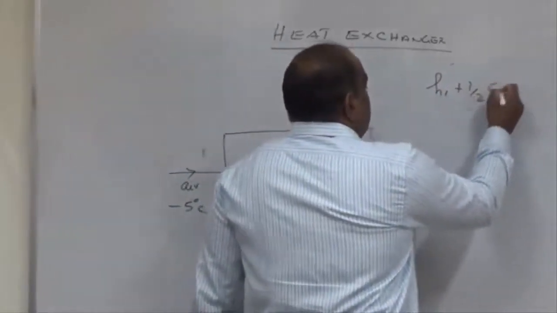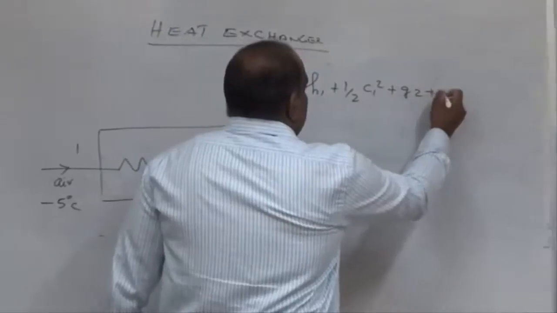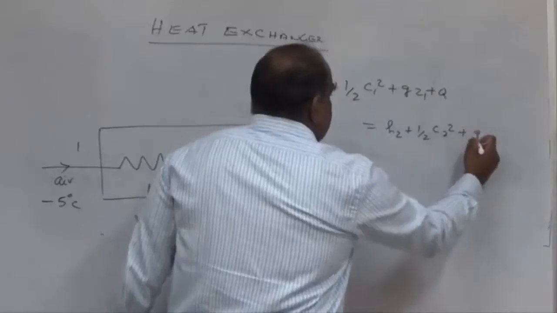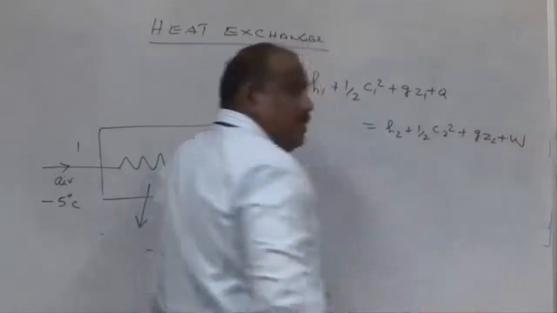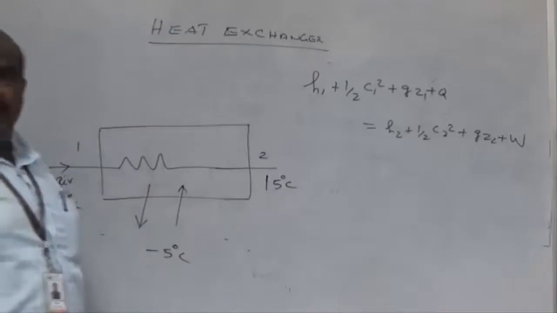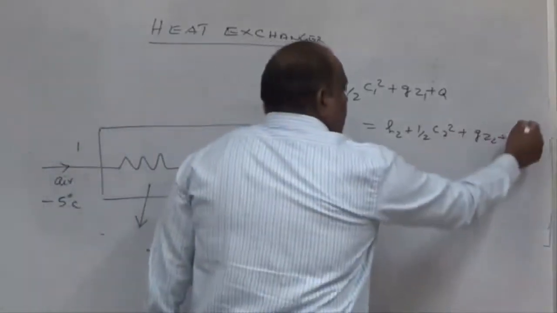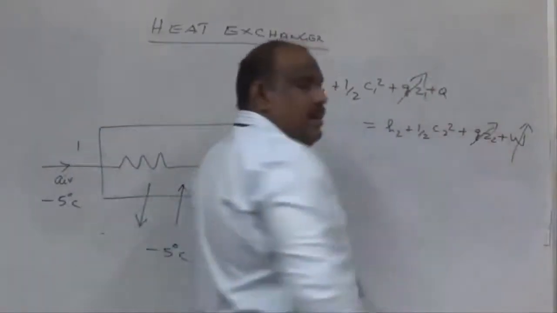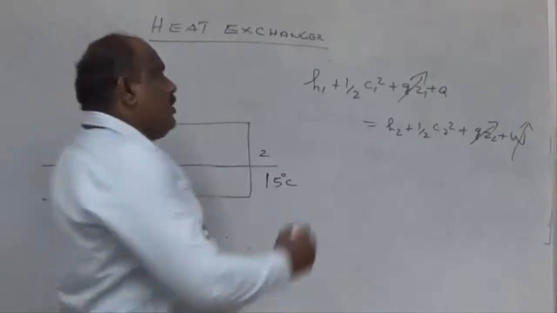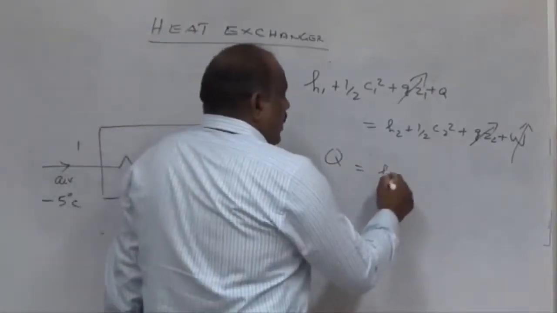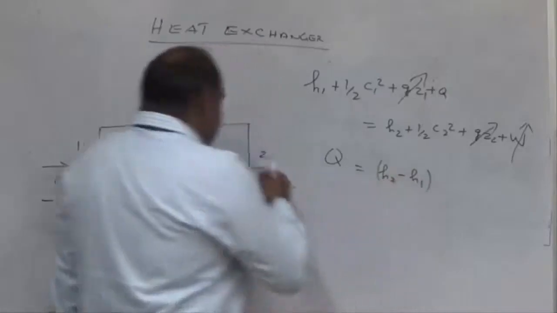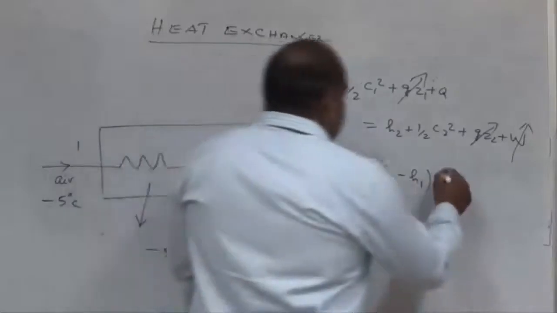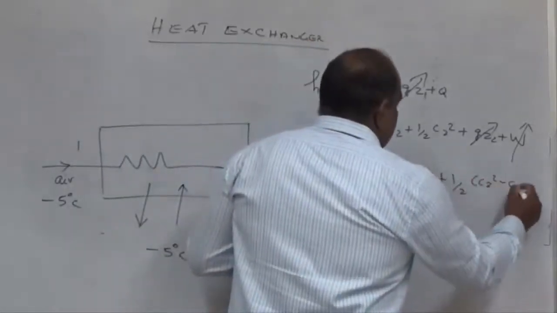So let us come now. H1 plus half C1 squared plus gZ1 plus Q is equal to H2 plus half C2 squared plus gZ2 plus W. What about W in this case? In this case of heater, it is 0 because there are no moving components. What about Z1 and Z2? Let us assume they are at the same datum height. What about Q then? Q will be equal to H2 minus H1, because H2 will be more compared to H1 as I am adding heat, plus half into C2 squared minus C1 squared.